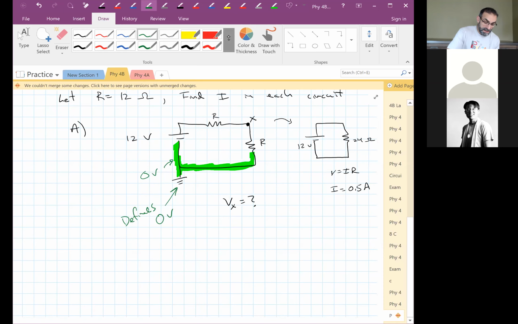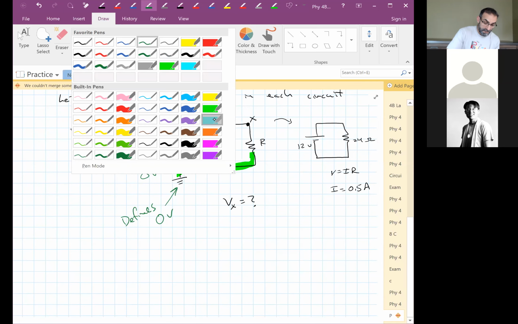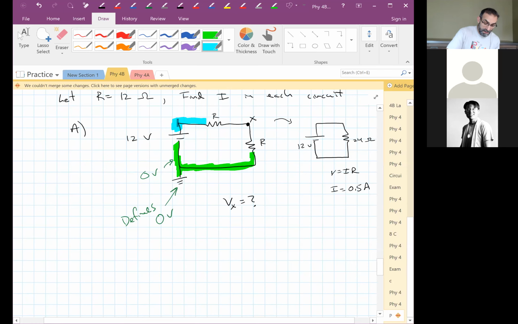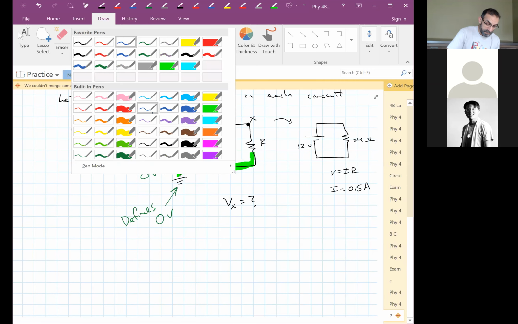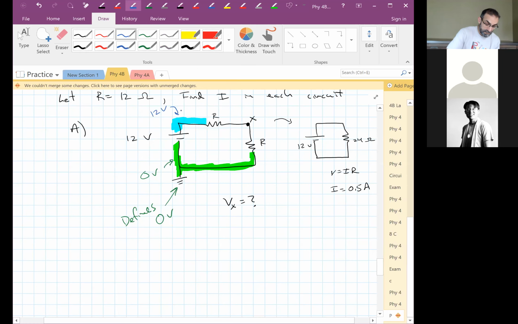And if this is 12, if you start at 0, you go through a 12-volt battery, you have to be at 12 volts when you come out the other side. And we've got two equal resistors here, so you kind of knew right off the bat it had to be halfway in between. But you can just figure out the delta V's across each device.